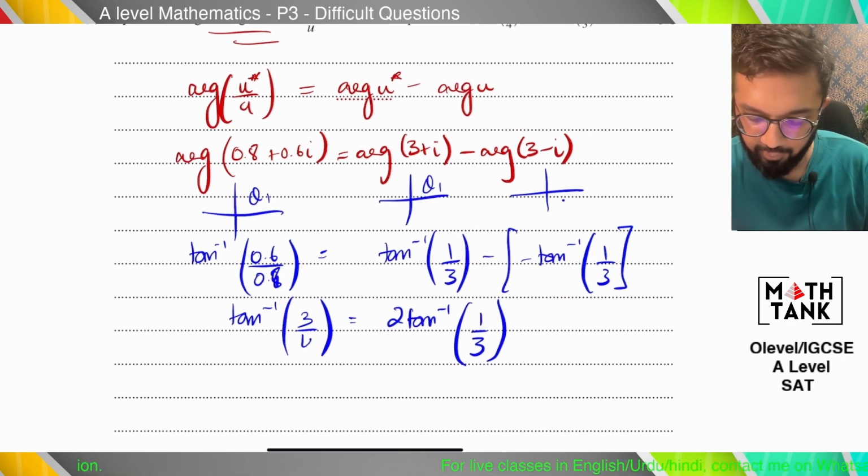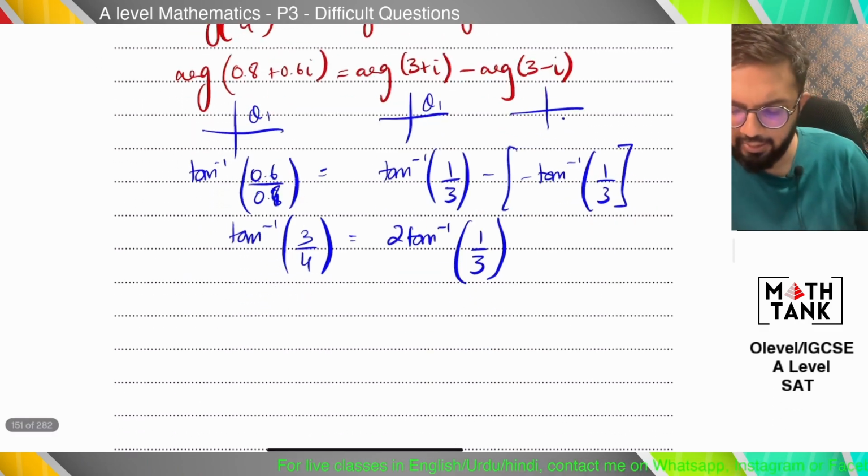0.8, so 3 over 4. Was that what I was asked to prove? Yes, that is what I was asked to prove.